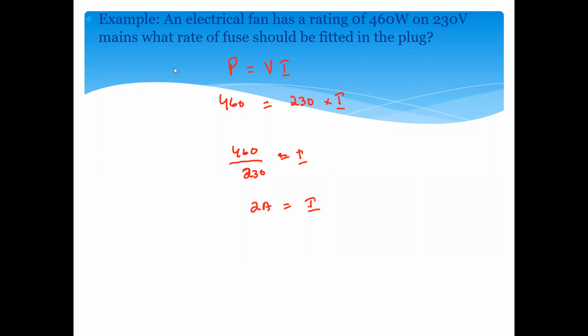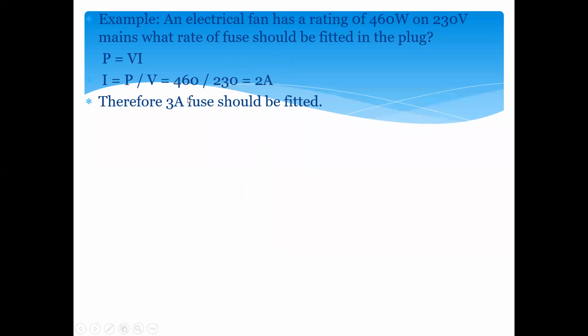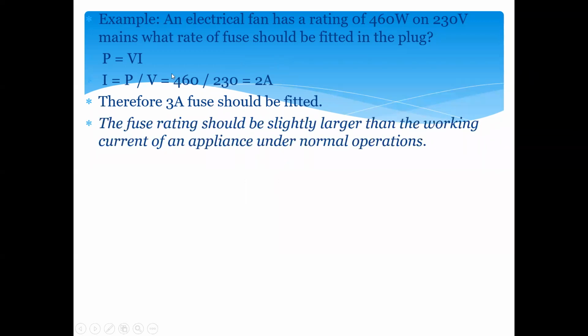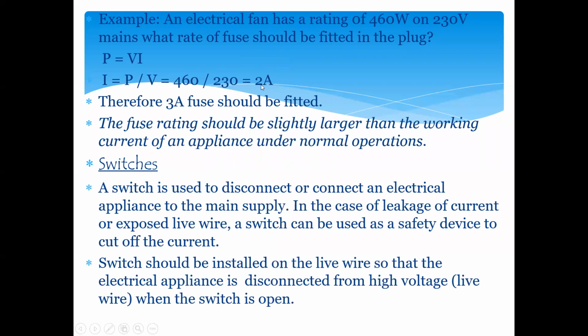So if it needs 2 ampere to work, we should use a fuse of around 2.5 or 3 ampere, a bit more than that, not the exact number. So the fuse rating should be slightly larger than the working current under normal operation. Then we should also use switches so that anytime we can switch the device on or off, or plug it off. That also makes it safe to use.